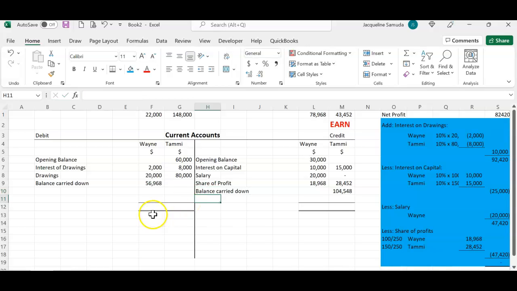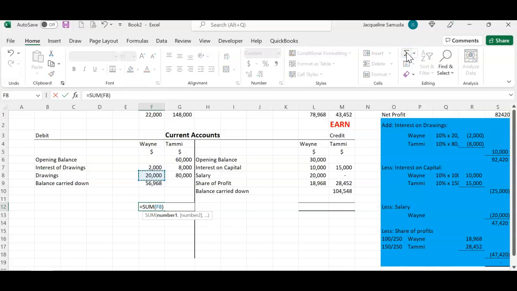So let's total up everything now. Step 2 is just to total up the accounts. So let's do that now. Put in our totals. I'm copying it over. So now that we have balanced off Wayne's two columns, the debit and credit column, our totals have the same figure. Let's check for Tammi's one.